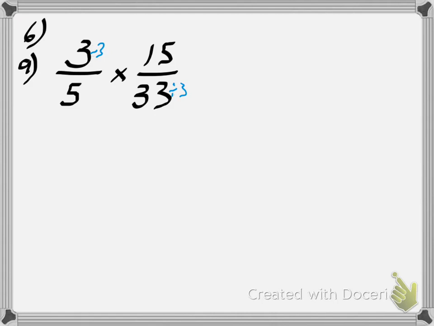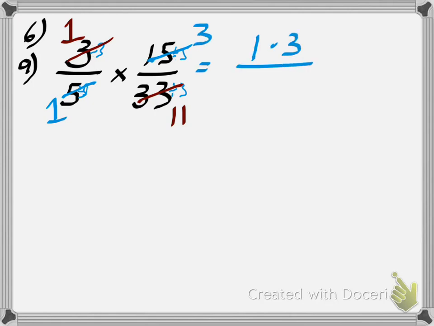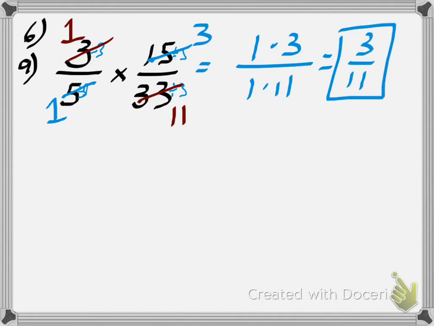When we do that, we're going to end up seeing that 3 divided by 3 is 1, and 33 divided by 3 is 11. We can do the same thing with 5 and 15. So both these are divisible by 5. So we can divide them both by 5. So 5 divided by 5 is 1, and 15 divided by 5 is 3. So we get 1 times 3, numerator times numerator, and 1 times 11. So 3/11 is going to be our answer. So once again, numerator times numerator and denominator times denominator.